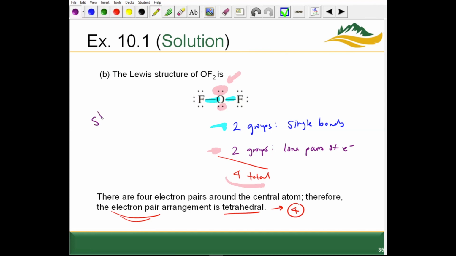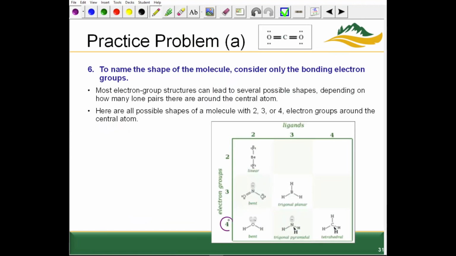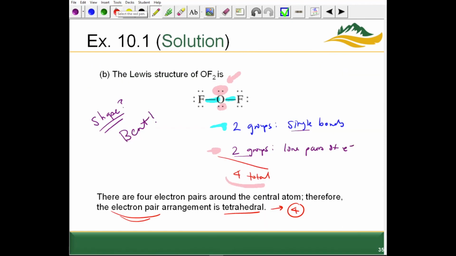What about the shape? For the shape, we have 2 bonds and 2 lone pairs of electrons. So here we have 4 electron groups. We have 2 bonds and 2 lone pairs. This shape then is actually considered bent. So for the electron pair arrangement, we look at all total number of groups. For the shape, though, we differentiate how many bonds versus lone pairs, so this is considered bent.